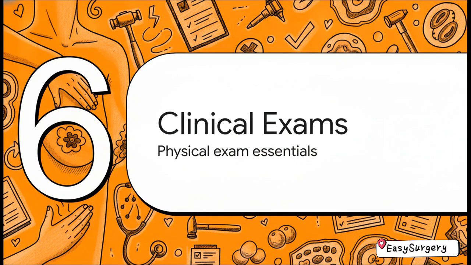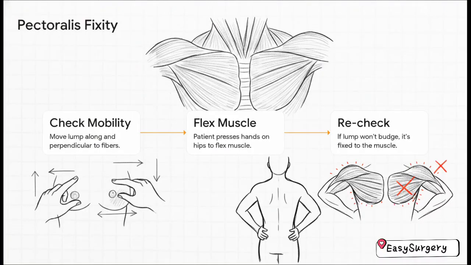Finally, Section 6, Clinical Examination Essentials. The physical exam techniques every student absolutely has to master. So how do you actually know if a lump is dangerously invading the chest wall? You guide the patient through a really specific 3-step physical exam maneuver to check for pectoralis major fixity. Step 1, you see if the lump moves freely, both along and then perpendicular to the chest muscle fibers.